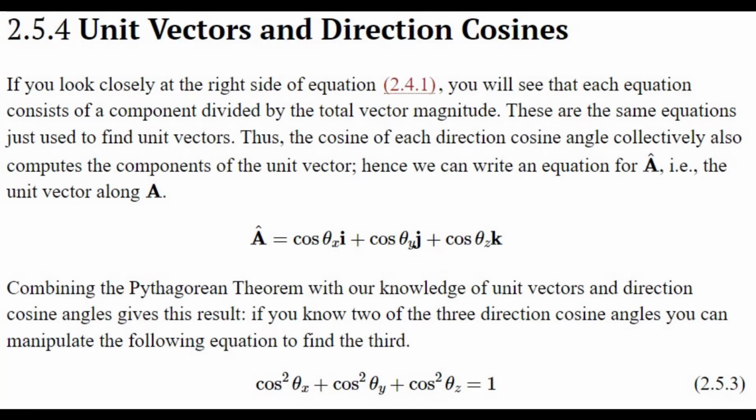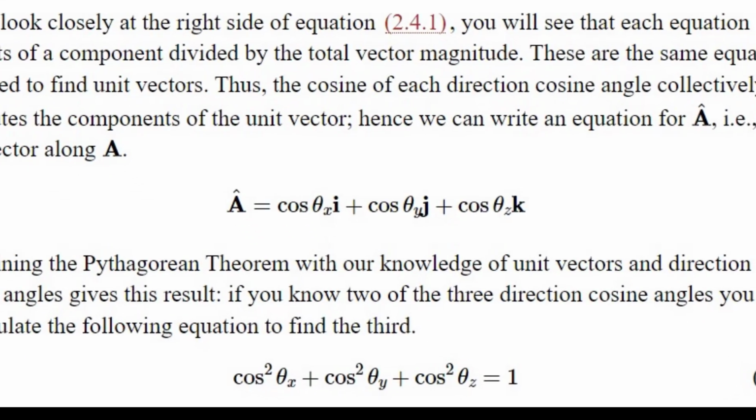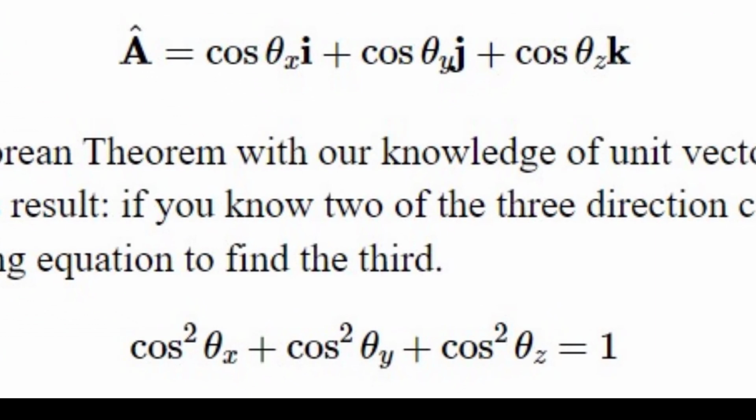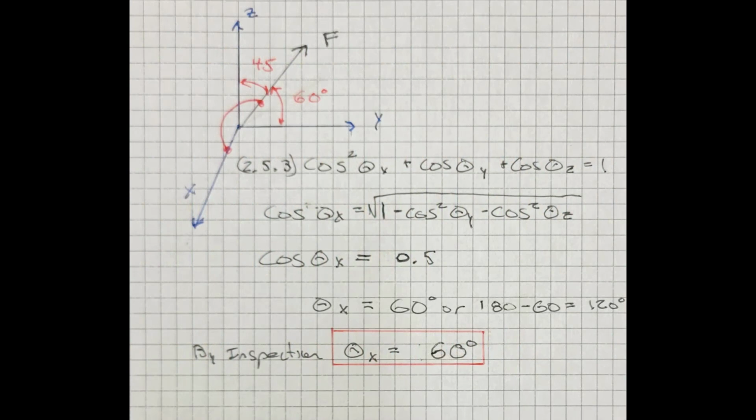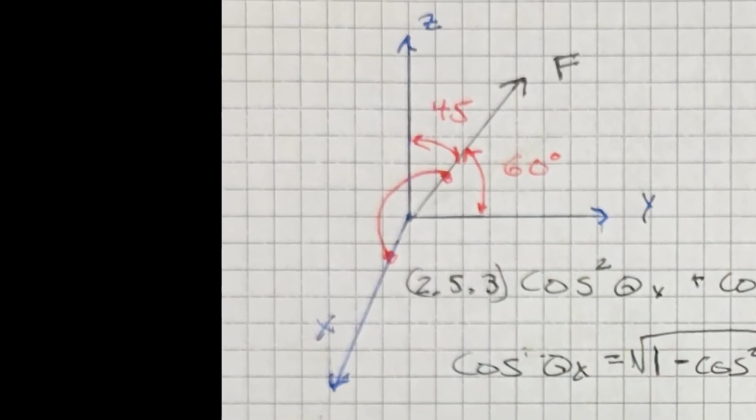Direction cosines are a way for us to calculate an unknown direction angle. Using equation 2.53, we set it equal to 1 since it's a unit vector, and we use the direction angles off of the x, y, and z, or i, j, and k. If we know two of them, we can always find the third. So let's look at an example of this. Here we have a force drawn in 3 dimensions. It is located 45 degrees off the z-axis and 60 degrees off the y-axis.